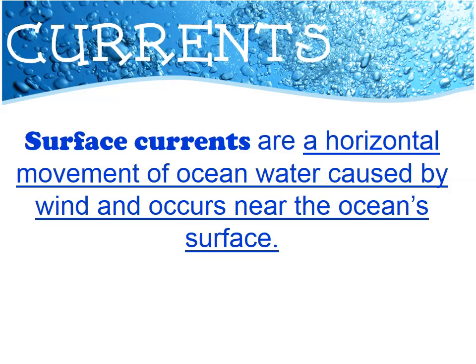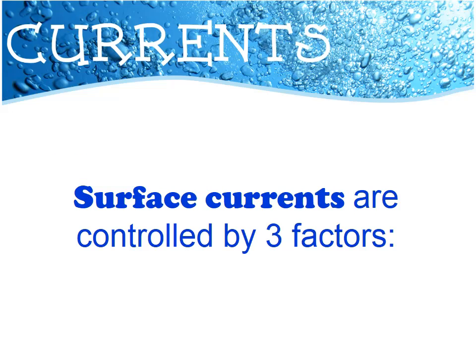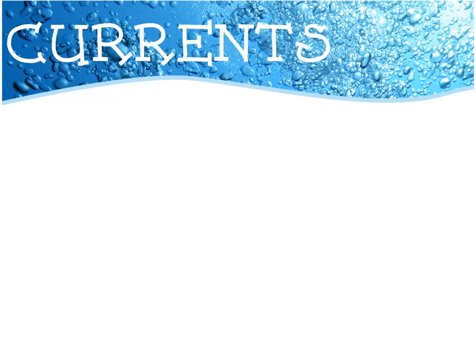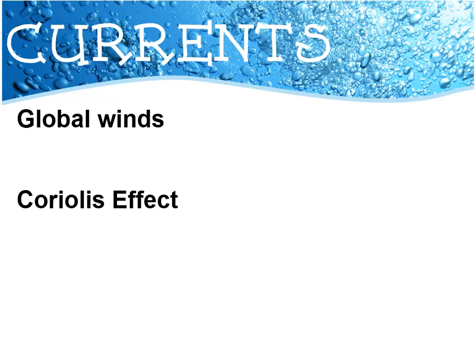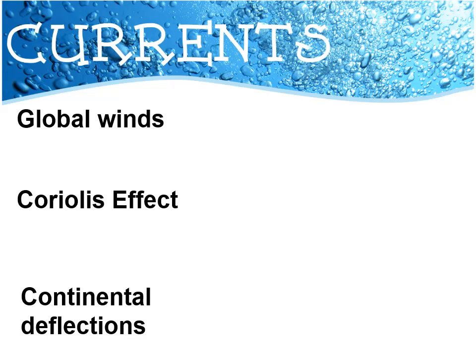Surface currents are a horizontal movement of ocean water caused by wind, and they occur near the ocean surface. That's why they're called surface currents. Now there's 3 different things that affect these surface currents. The 3 things that affect surface currents are global winds, Coriolis effect, and continental deflections.